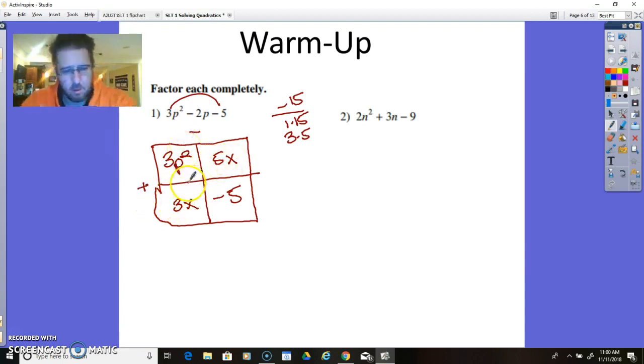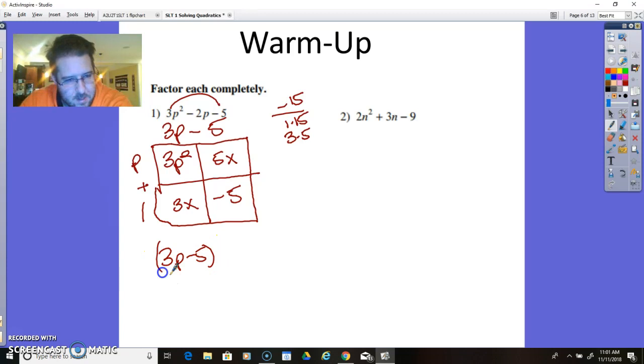Doesn't matter. You could have flipped those around. It wouldn't have mattered. GCF here. Okay, I put x, but actually I meant to put p. So this is just the letter p. Going up, it would be 3p. Going up would be 5, and these can both be divided by 1. So there's your answer: 3p minus 5 times p plus 1.